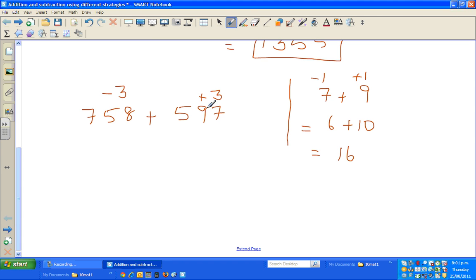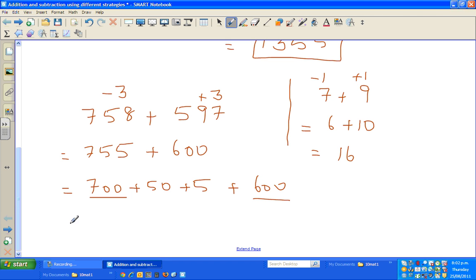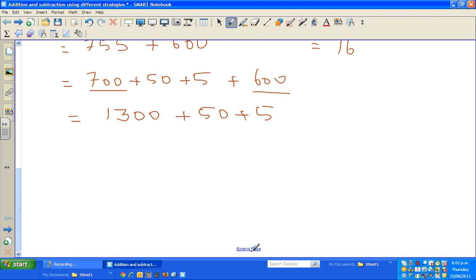So that's what I did. I have added 3 to make it 600. So this becomes 755 plus 600. Now again you can do this like this: 700 plus 50 plus 5, plus 600. So 700 and 600 gives you 1300, plus 50 plus 5, which is 1355.